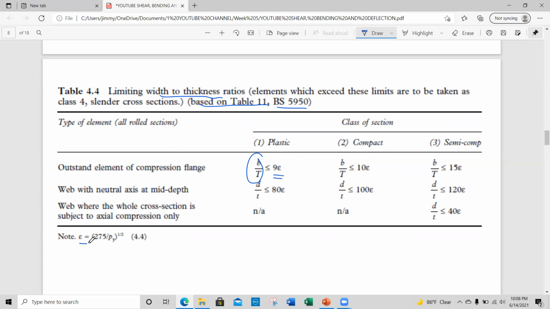Take note that this is equal to epsilon, 275 over py, by which if we have this 275, then we can have this value equal to 1. But if it's less than, then there could be a different value that we have to check from there. Okay, if it satisfies this condition, then we can say that this one's plastic, otherwise it's compact or semi-compact. The thing here is we have to check with this one necessary for our calculation.